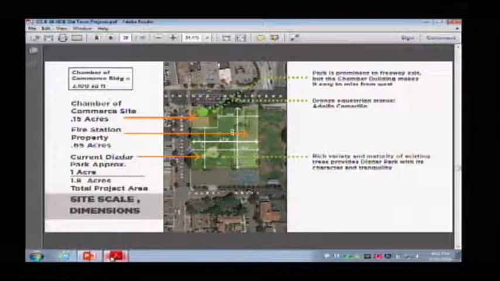One of the great things about this park is its really mature trees and the variety of trees, and of course the Adolfo Camarillo equestrian statue at the front near Ventura. So the Chamber site is about 0.15 acres. The fire station is 0.65 acres, and the park itself currently is about 1 acre. So the whole site will become about a 1.8 acre site.